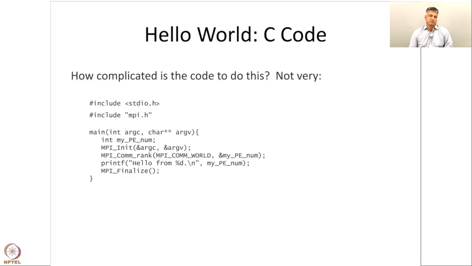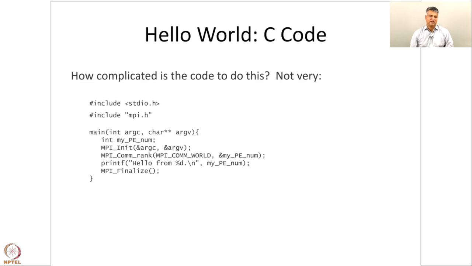Now, let us look at this code and see if it is very complicated. The first thing that we need to have is to include the MPI header file. This is because, as I had said, MPI is a library and you need to have the appropriate function declarations and function calls. The definitions of these functions reside in this header file. So, if you look at it, once the program starts, we have an integer which basically says my process number, myPenum.